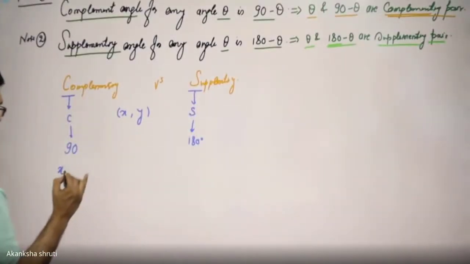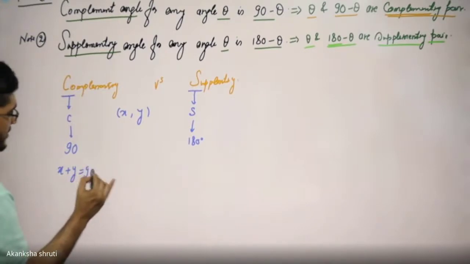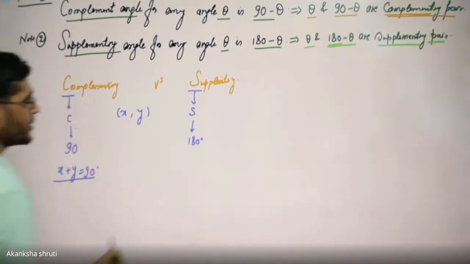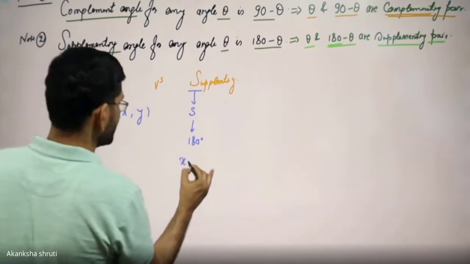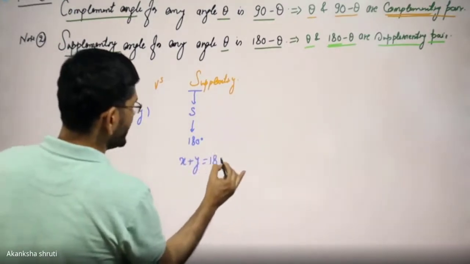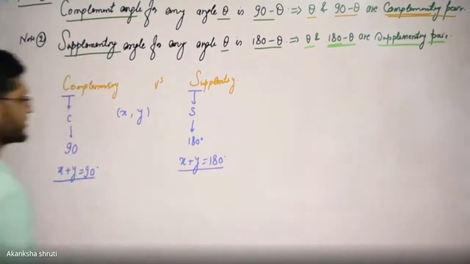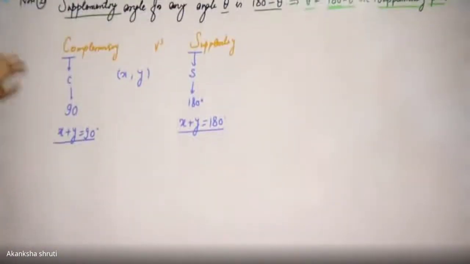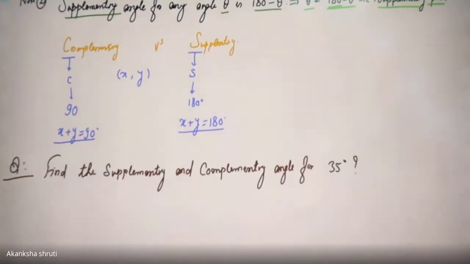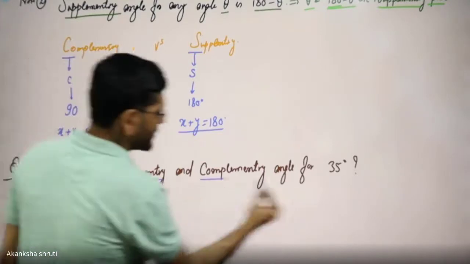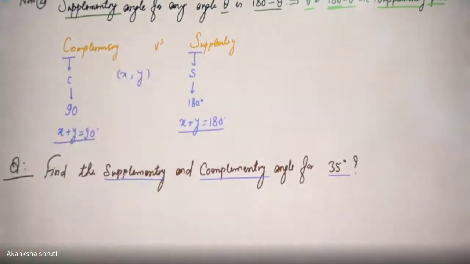If the sum is 90, it will form the complementary pair or complementary angle. If the sum is 180, it will be called a supplementary angle or supplementary pair. Students, very simple questions are framed. Let us take one question. What is the complementary angle for 35 degree and what is the supplementary angle for 35 degree? Our question is to find the supplementary and complementary angle for 35 degree.